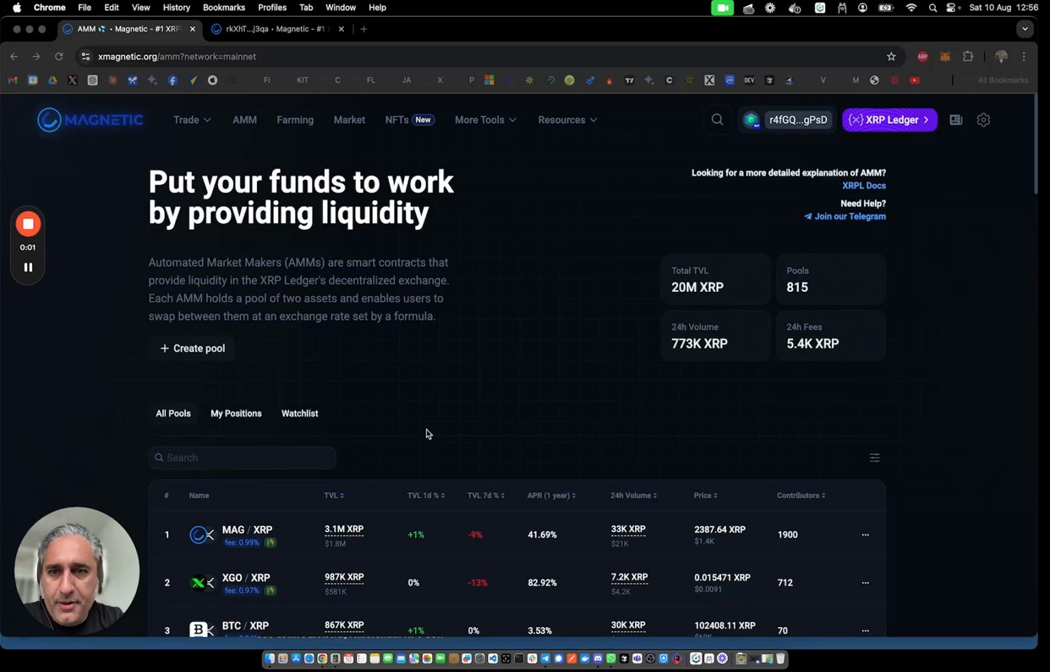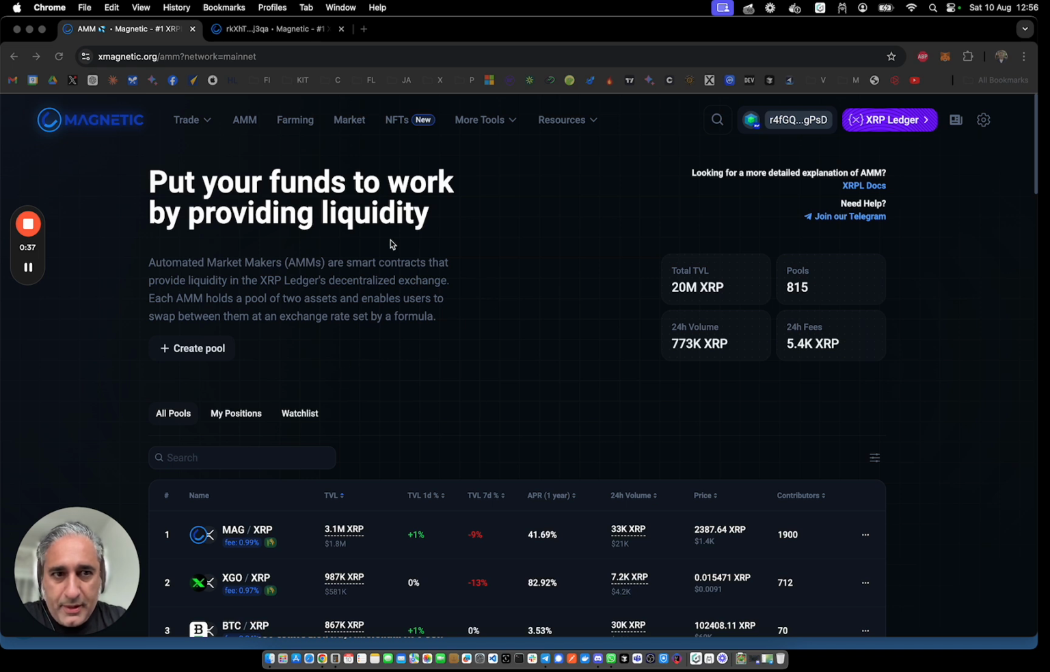So in this video I'm going to show you some of the basic features of Magnetic. It's an interface for the XRPL and it provides some capabilities around trading, AMMs, farming, some other features. Now we're going to be focusing on automated market makers and how to use Magnetic to essentially swap, deposit and withdraw assets from a pool on the XRPL.